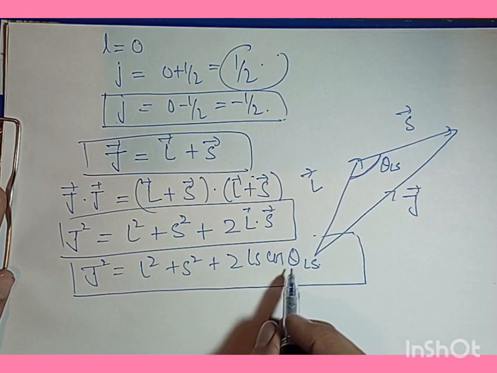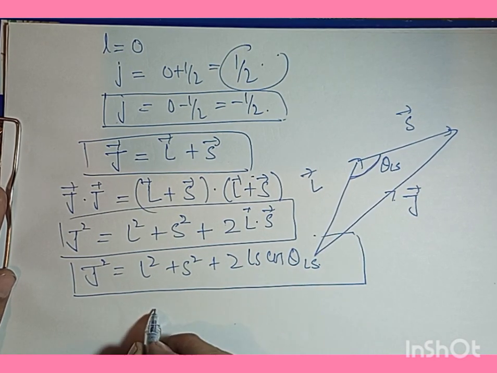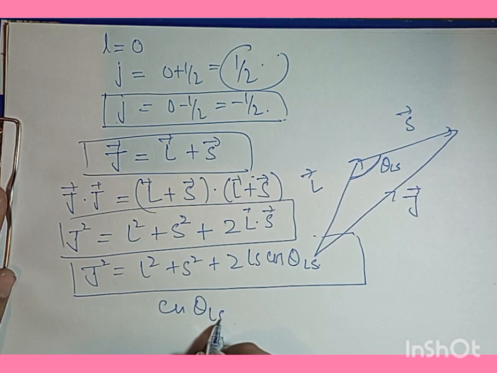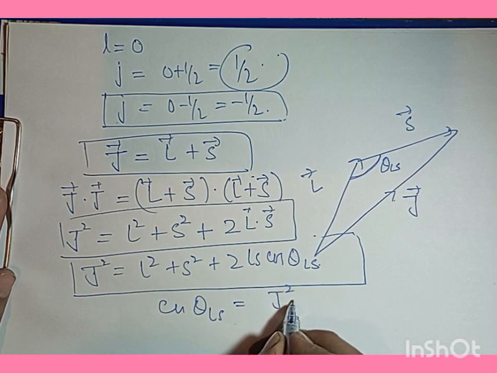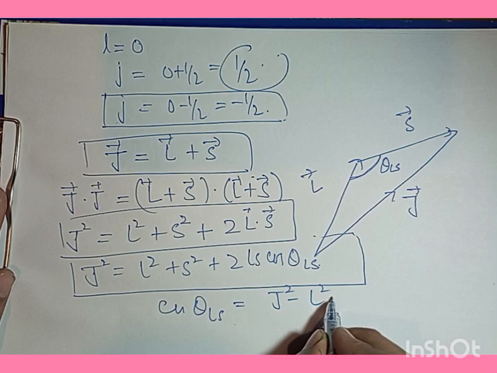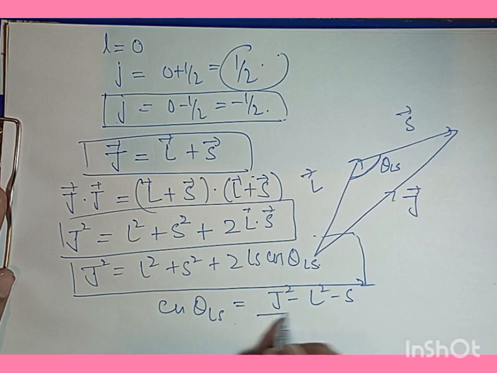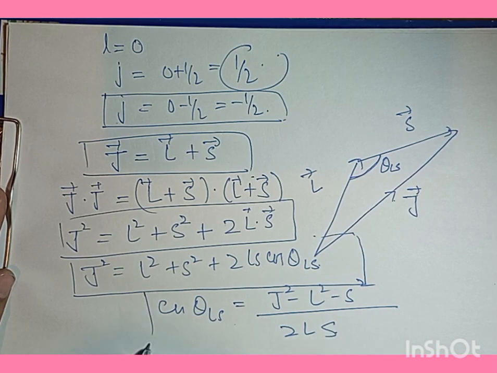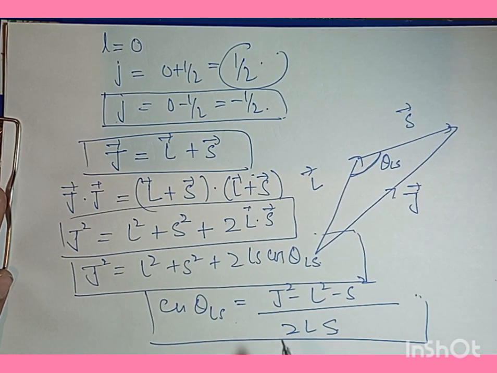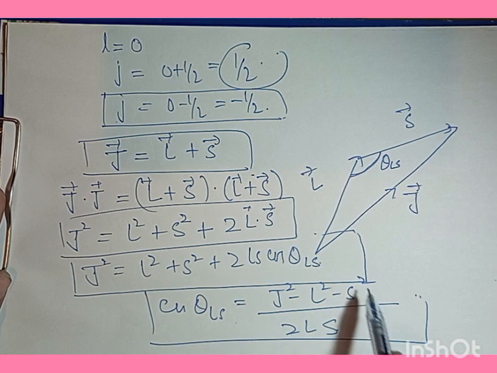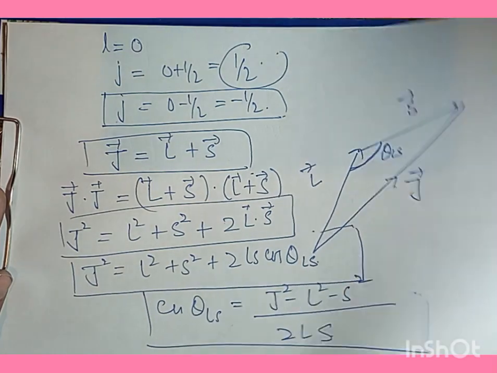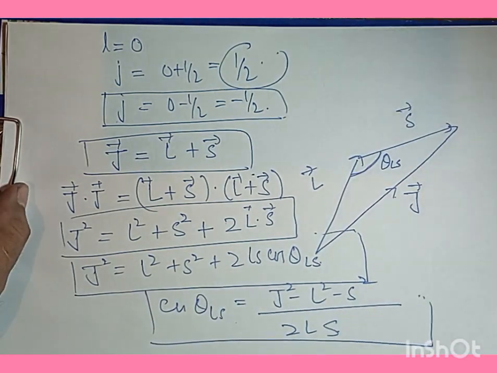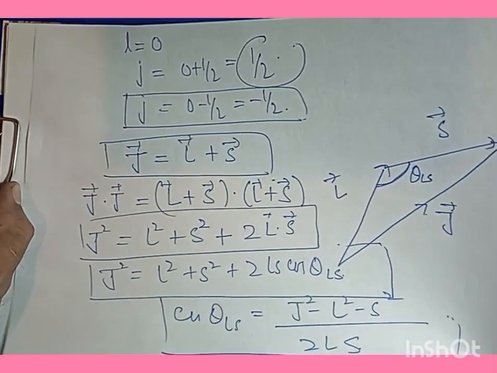So from this equation, I can calculate theta LS. This cos theta LS will be J square minus L square minus S square divided by twice LS. We have already written down the values of J square, L square, and S square, so we'll put those values here and we'll be able to calculate this theta LS, which has to be constant.